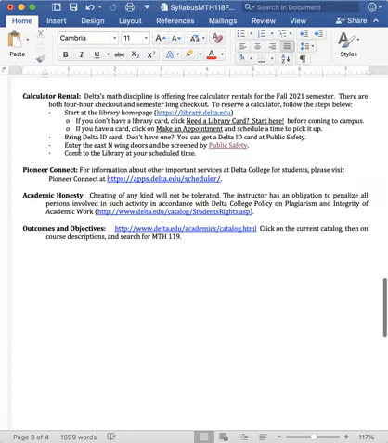Also, there is the option to rent a calculator from the library. The math discipline is offering this as a free service this semester. It may be the last semester where that is free. So if you want to take advantage of that and not purchase a calculator, you can rent one this semester at no charge. It is first come, first serve, so you will need to get there early before they run out.